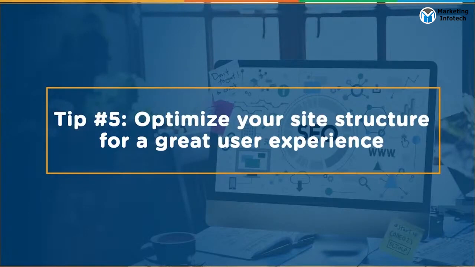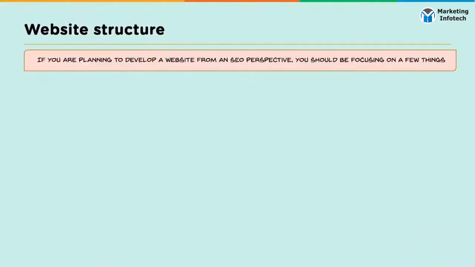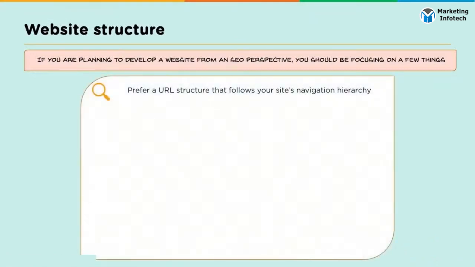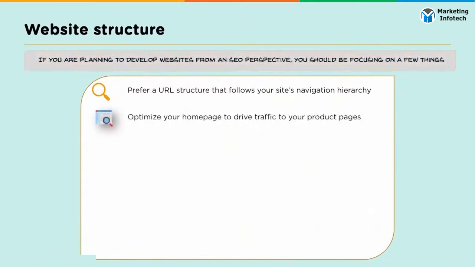Okay, let's talk about tip number 5. Optimize your site structure for a great user experience. So let's go over some of the tips that you would do for planning a good website for SEO. And so tip number 1 is you want a URL structure that follows your site's navigation hierarchy. So obviously homepage, interior pages. So depending on what type of site you have, obviously the navigation needs to follow that site's hierarchy. And it all starts with the homepage.